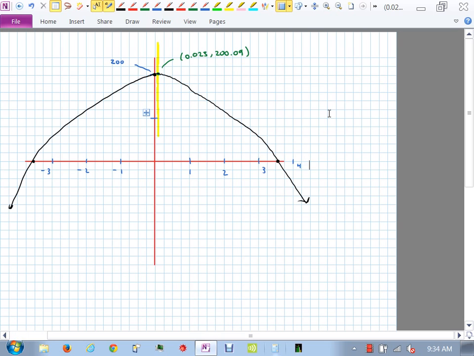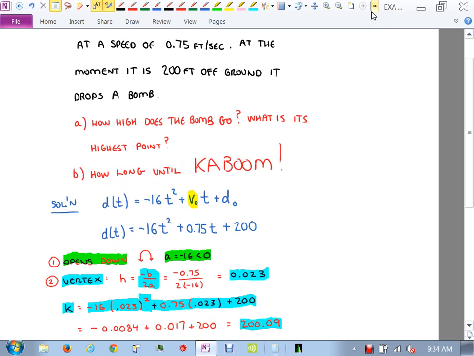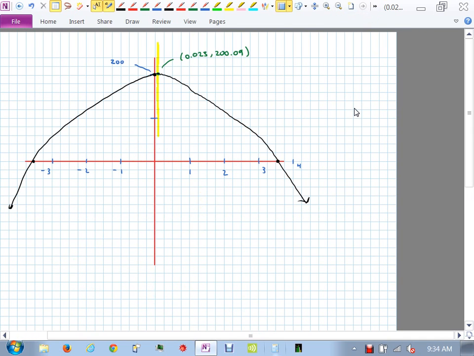Now what we're going to do is go back and answer the questions from last time. Because the questions didn't say graph it, right? It said, how high does the bomb go? In other words, what is the highest point? And then how long until kaboom, right? Those were the two questions. So we should be able to go back to our graph, and we need to kind of talk about what things are here.